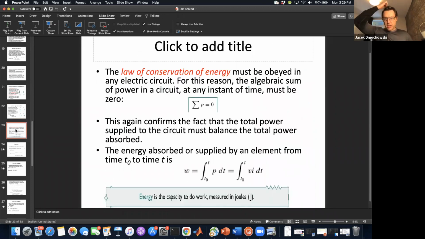So energy cannot be destroyed, cannot be created. So the amount of energy in the universe is fixed. And that applies also to electric circuits. In other words, if you sum up the power of every element in a circuit, the algebraic sum has to be equal to 0. Give me just 1 second and take a sip of water.